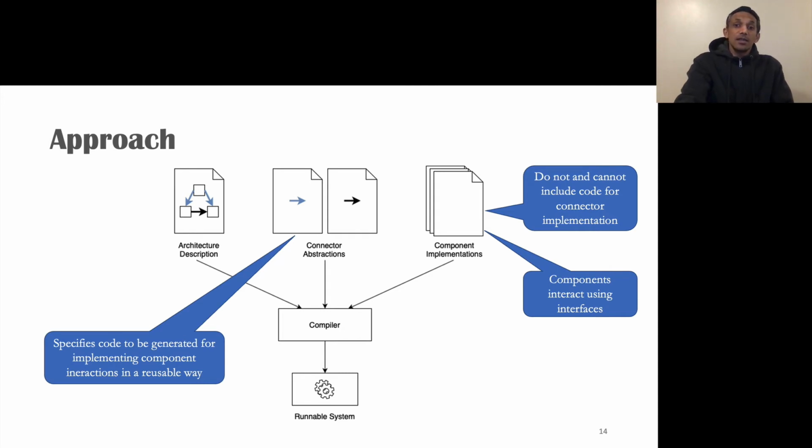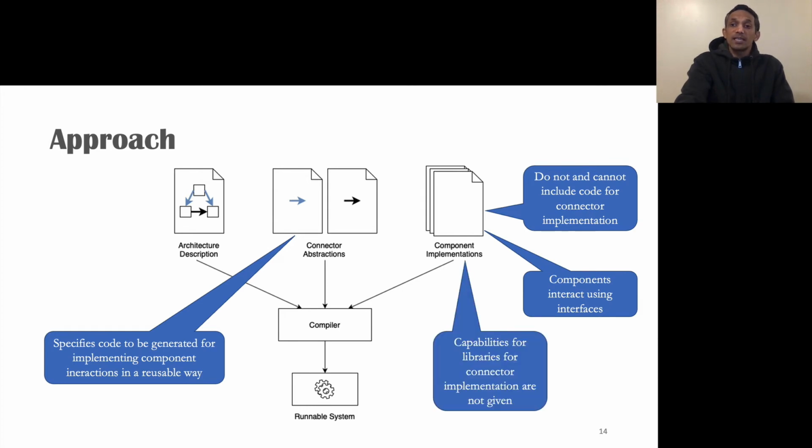Now secondly, notice that in existing programming languages, developers have unrestricted access to libraries that can be used for implementing connectors. So they can easily bypass any connector abstractions even if they were available and implement component interactions directly by using these libraries. In our approach, we prevent this by associating capabilities with libraries that can be used for implementing connectors.